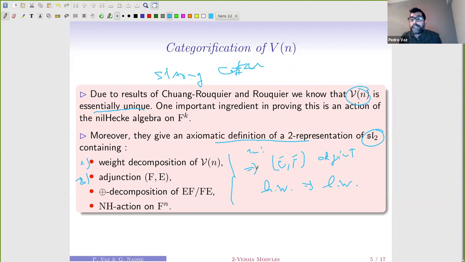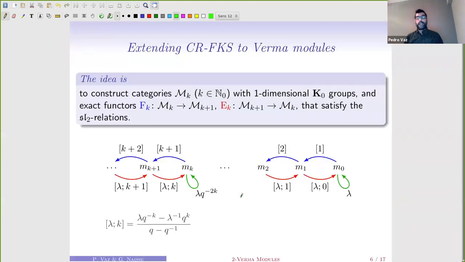So my motivation, and Gregoire's, a few years ago was to extend this construction to categorify a Verma module. If you want to categorify a Verma module, you want weight decomposition, you want highest weight. In some sense we will also want an NH action, to have some control over the higher structure, but adjunction seems a bit too strong, and we have to get rid of one of the conditions. Otherwise we will not categorify a Verma module. So having this in mind, we can start to look more closely at what we have to do and what we can do.